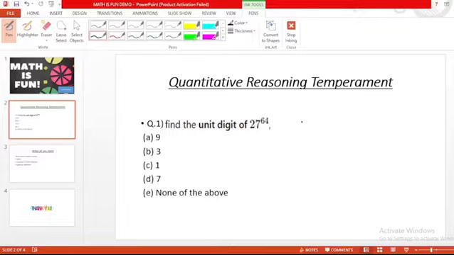So friends, welcome to this question. You can see the question in front of you. The question is from the quantitative reasoning part. The question is here: find the unit digit of 27 to the power of 64, and the options are in front of you. Many of you, now you can pause my video.